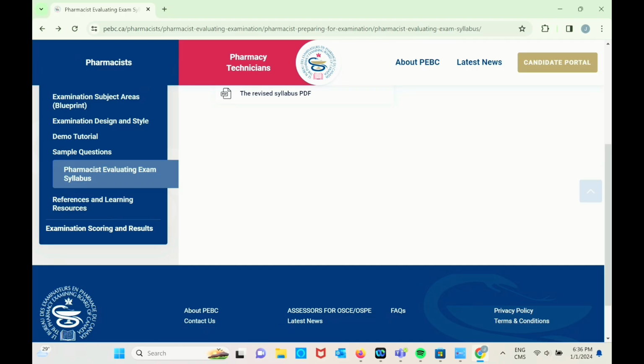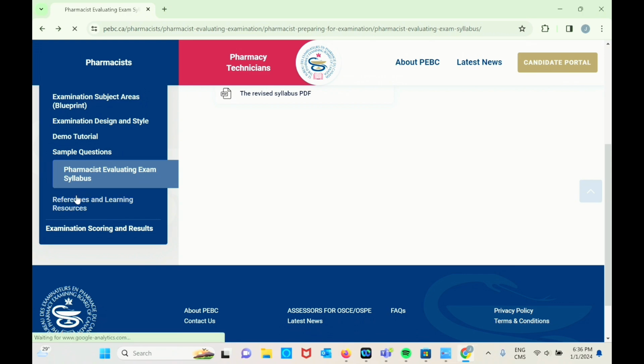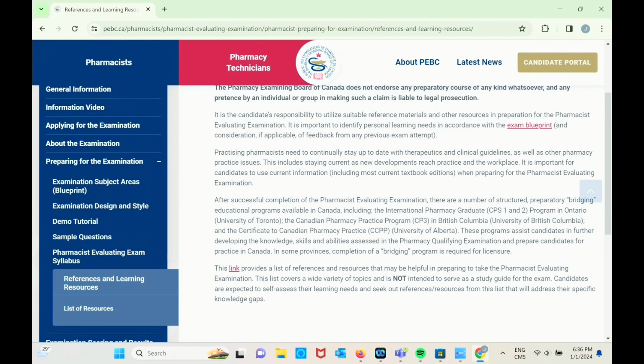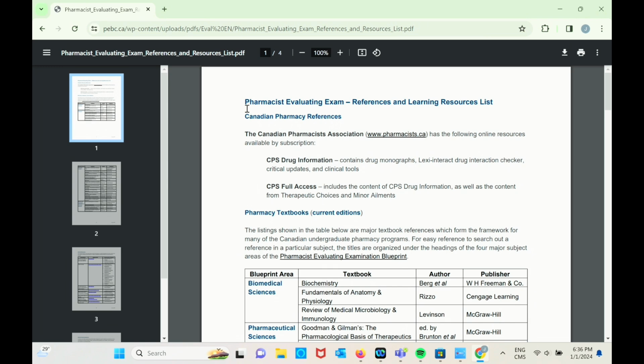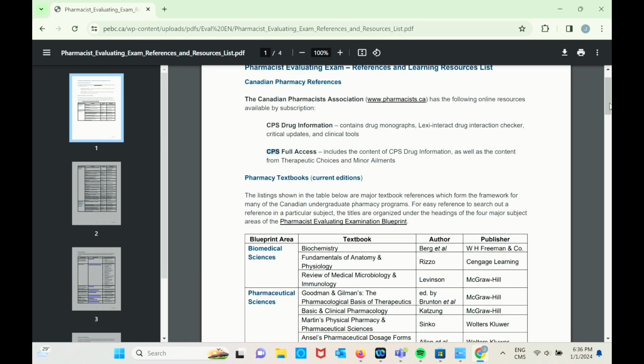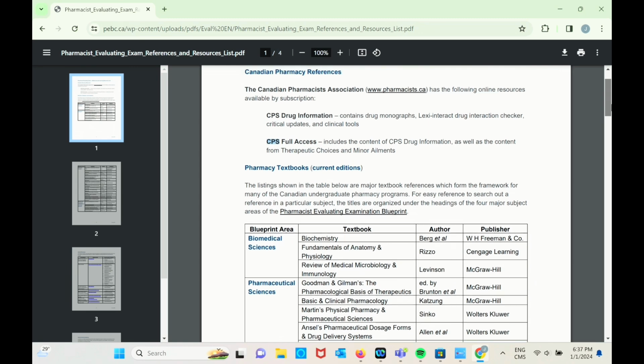And let's look at the references if you want to check. This is the link to the references. Let's open it. For the evaluating examinations, the universal Canadian pharmacy reference is the CPS, Compendium of Pharmaceuticals and Specialties. It's now online. The older versions were referred to as RxTx, now it's CPS. So it's online, and I'll show you how to access that.